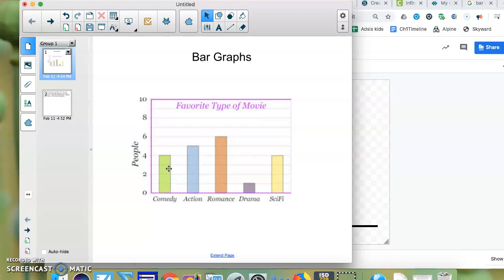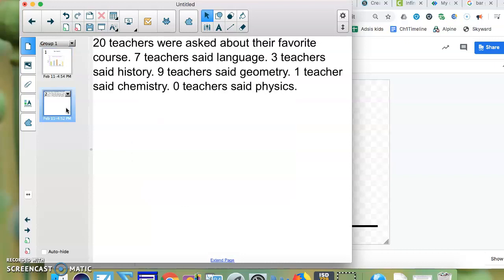You'll notice there's spaces in between the bars. You can very easily see that romance had the highest at 6. So I'm going to show you how to create a bar graph. I'm going to look at this data.